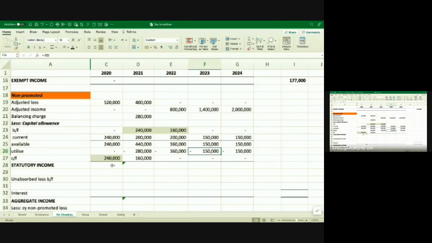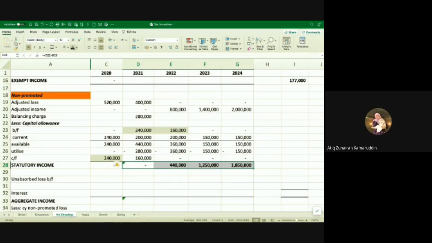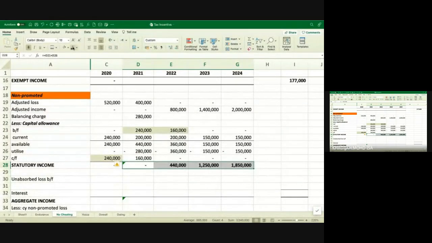Yes. Okay, so for 2020, remember that you have losses here. It means that your statutory income is nil. Even though here you have losses, you have a balancing charge, but still, because you have enough CA to absorb your balancing charge, that's why for this year all these you have your statutory income from YA 2022 onwards only. The first 2 years you don't have any statutory income. So far so good? Yes, madam.